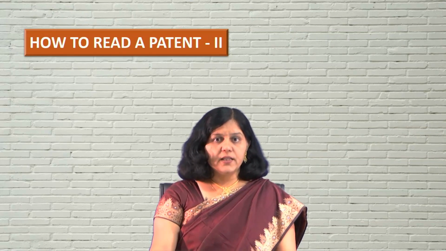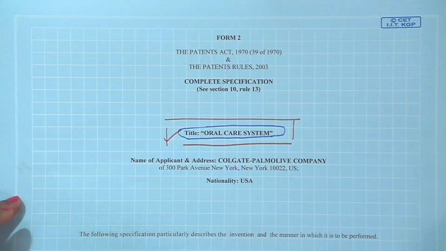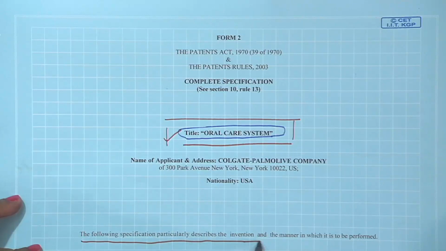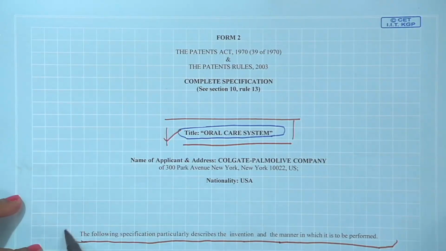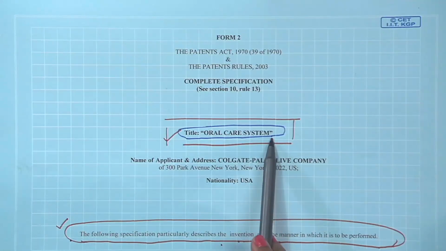Let us check the reference document we have. As it is a complete specification, here it says, "The following specification particularly describes the invention and the manner in which it is to be performed." This is the preamble we have in this document before starting the other information present in the document. So, the first is the title, and then this is the preamble.